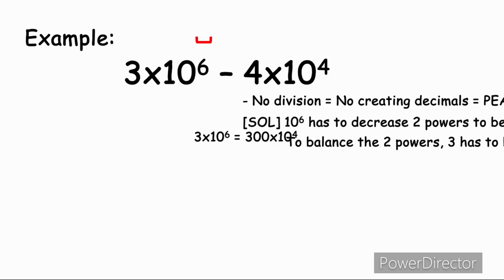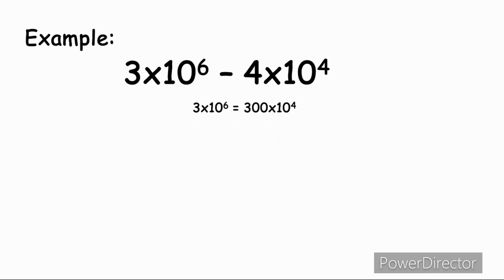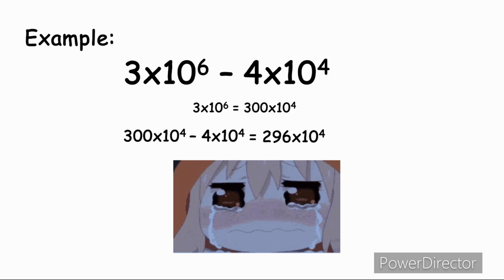Now we can do subtraction. As both numbers have the same power of 10, we can just ignore them and subtract the numbers. So 300 minus 4 equals 296, giving us 296 times 10 to the power of 4. Sadly, this is not exactly standard form as the number of it has to be between 1 and smaller than 10. So we will have to convert it back.